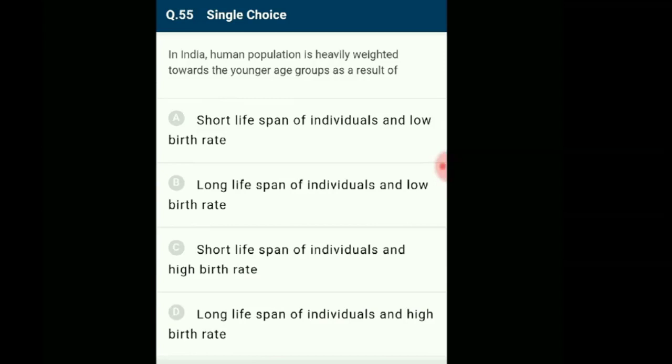Question number 55. In India, the human population is heavily weighted towards the younger age group as a result of.